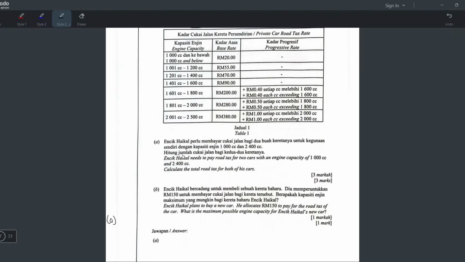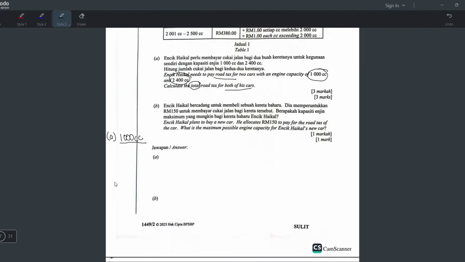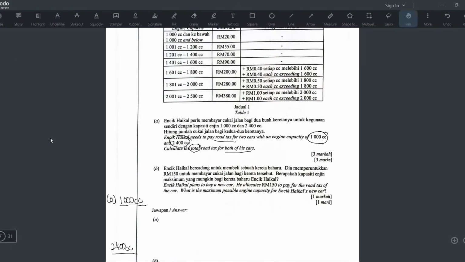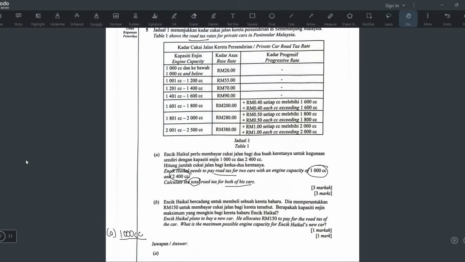So Encik Haikal needs to pay Rotex for 2 cars with an engine capacity 1000cc and 2400cc. Calculate Rotex for both of his cars. But I see the word total. That means you have to calculate separately and then tambah the 2 Rotex in the end. For my working, I will write 1000cc and underline, and then 2400cc and draw a line like that, so that I don't mix them up. Because it's 2 different cars, so 2 different calculations.